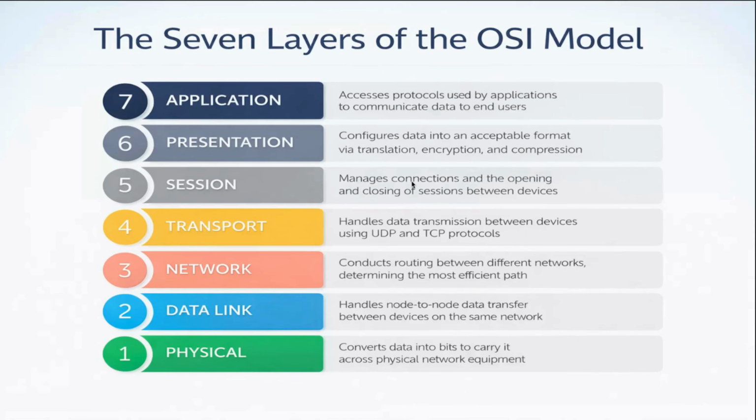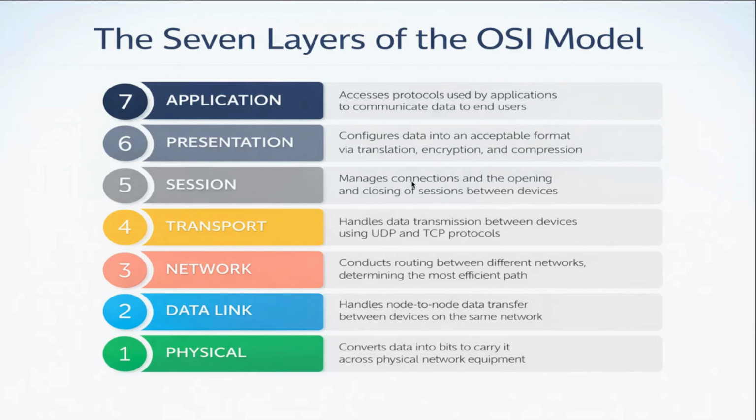Application layer. If a sender sends a message, it goes through the application layer. It accesses the protocols used by applications to communicate data to the end user. In the presentation layer, it presents how the data is transmitted and how it is encrypted or in compression format. And in the session layer, it manages the connections across the devices in the network, defining how long a session should be managed, how it should be opened, and when it should be closed.